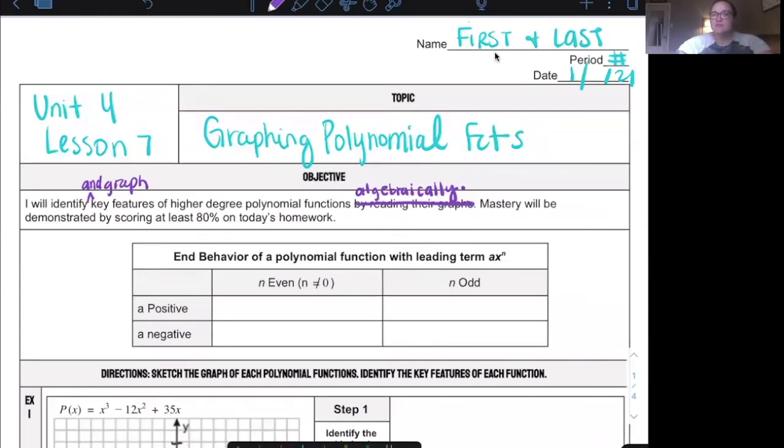Today we're going to be focused on Unit 4, Lesson 7. Our main topic is graphing polynomial functions. Don't forget to put your first and last name, period, and the date in the upper right-hand corner.